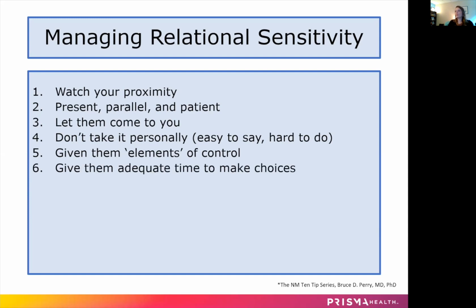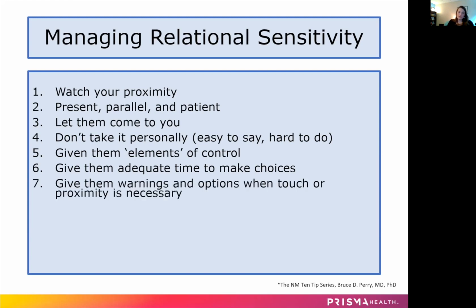Giving them control. And this is hard for me because I like to move, but I have to remember that if I'm working with someone who perhaps has an underdeveloped cortex and they're really trying to make a decision, then I need to give them time.